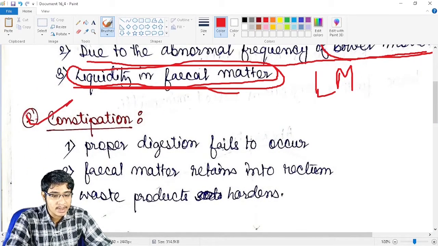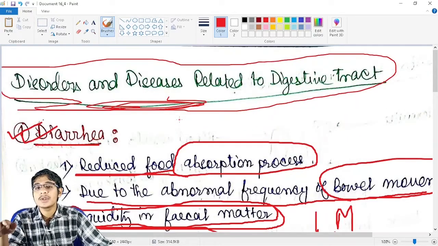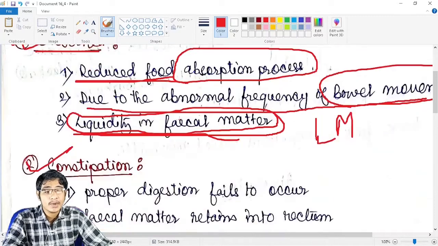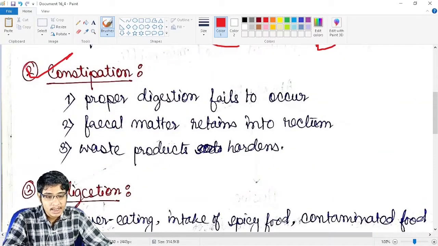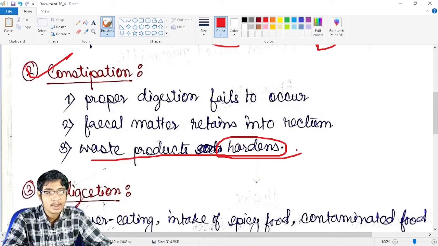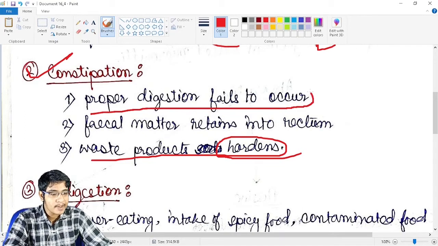The next disease we have is constipation. What is constipation? Constipation is just the opposite of diarrhea. In diarrhea we have liquidity in fecal matter, but in constipation waste products harden, meaning they don't have any liquid. As it hardens, it takes a lot of effort to come out from the anus, and the patient suffers a lot of pain in the anus region. So in constipation, proper digestion fails to occur.